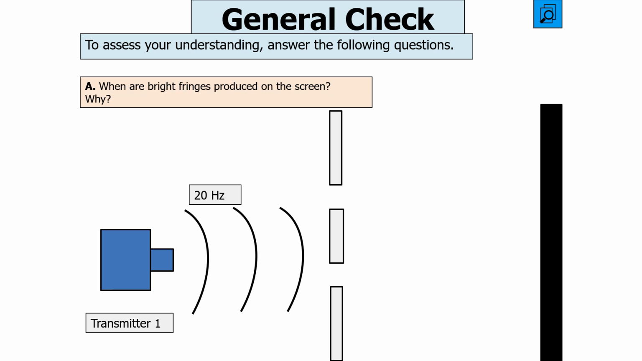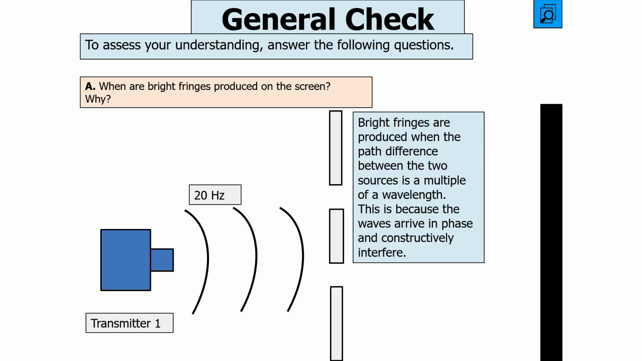When are bright fringes produced on the screen and why? Bright fringes are produced when the path difference between the two sources is a multiple of a wavelength. This is because the waves will arrive in phase and constructively interfere.